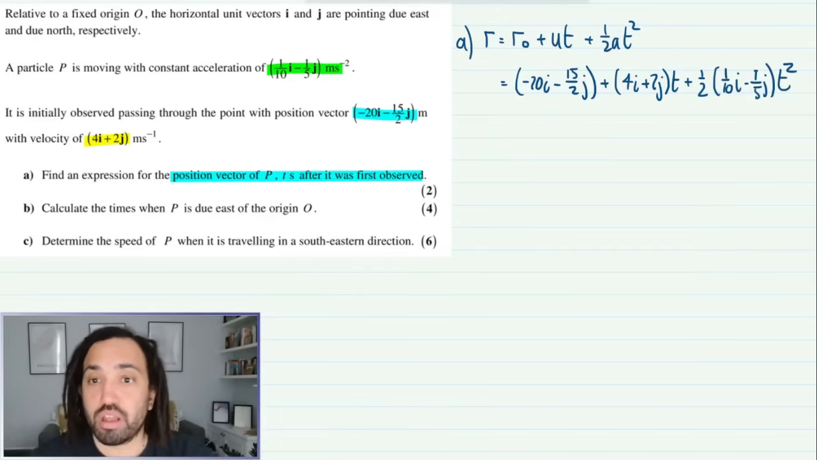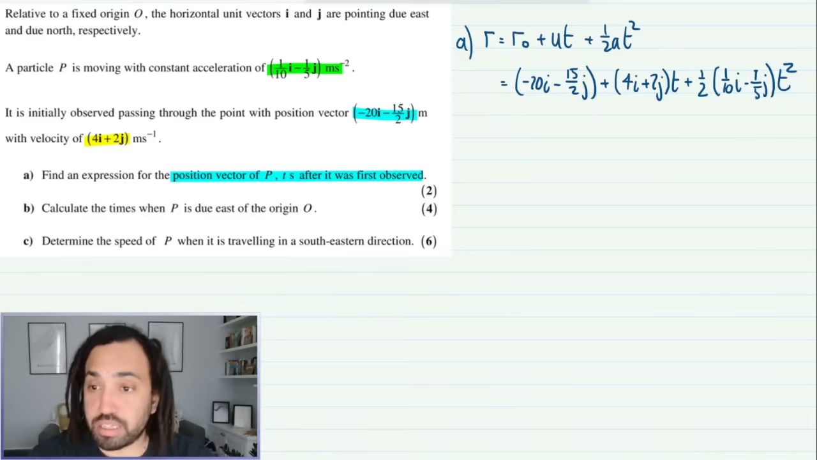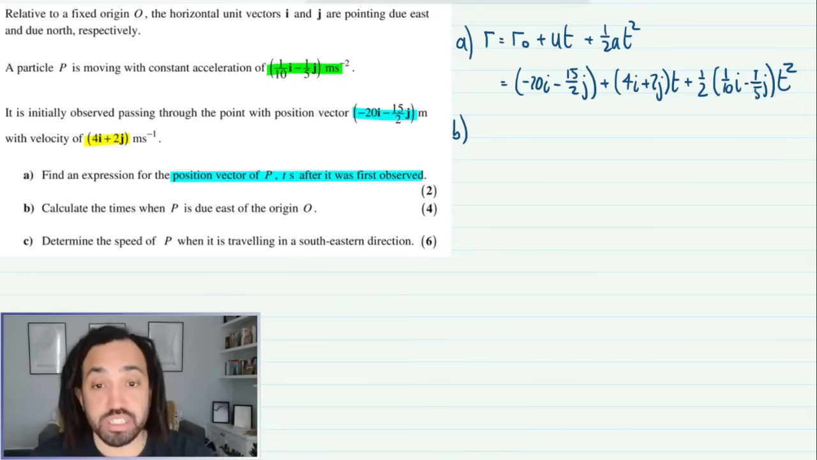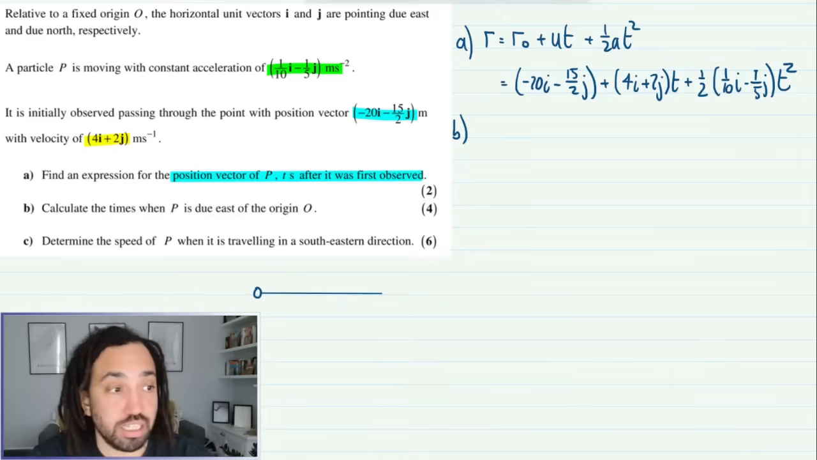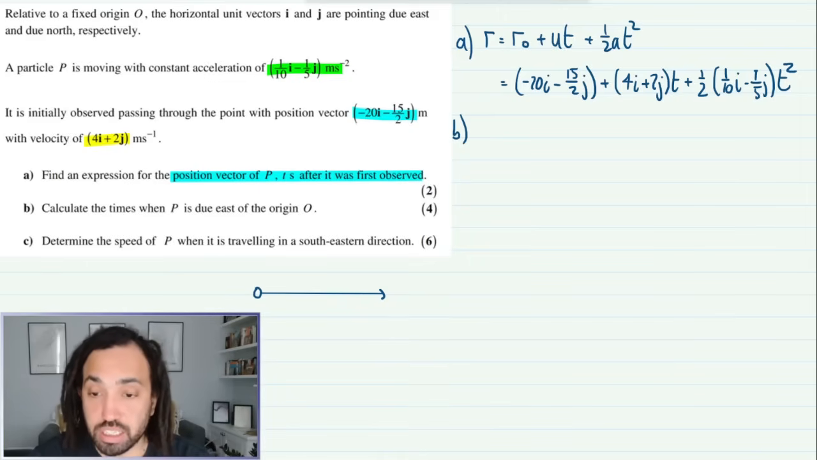squared. Okay, now let's go to part B, and it tells us that we need to find the times at which it is due east of the origin. So if it's due east, then that means that the positional vector has a positive i component, and it has a 0 j component.